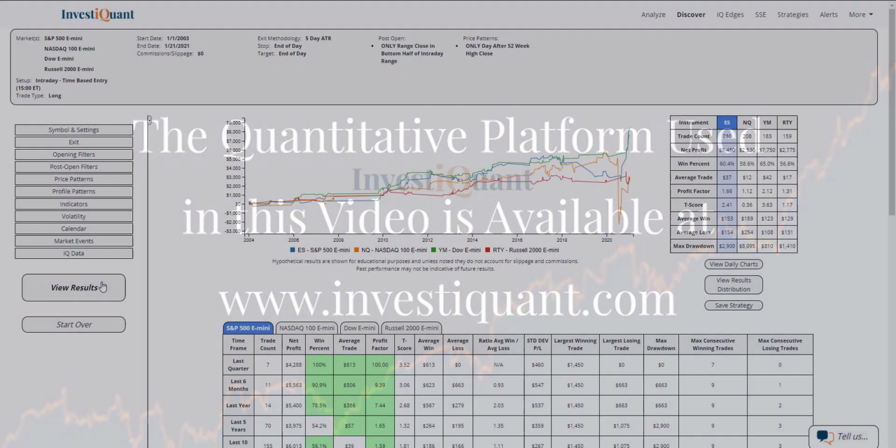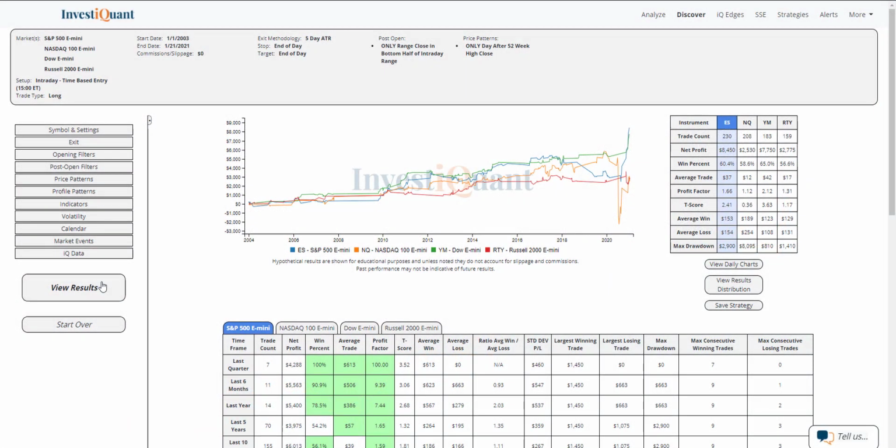And here we go. These are the results of going long at 3 p.m. Eastern Time, exiting at the close, which is 4:15 p.m. Eastern Time, when yesterday, or the prior session, closed at a 52-week high, and today's session is trading in the bottom 50% of the intraday range at 3 p.m. Eastern Time. Now, this has a large sample size for all 4 instruments dating back to 2003.